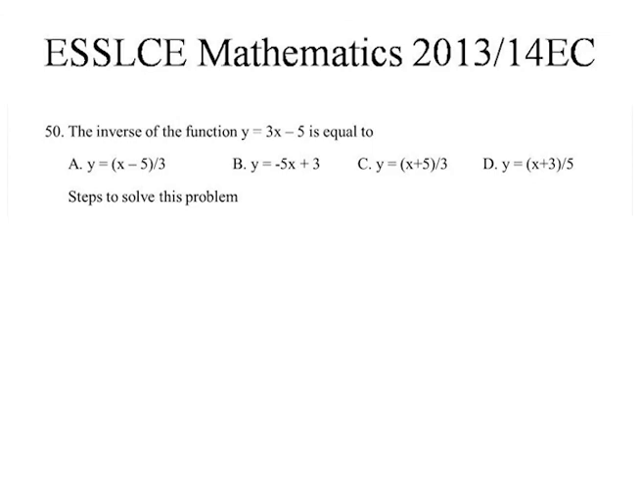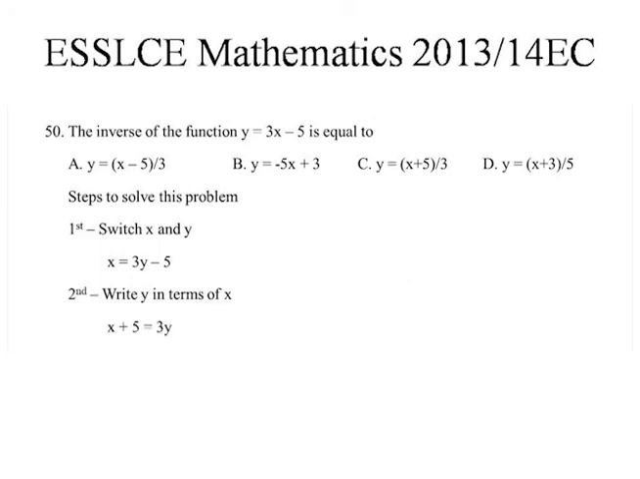Follow the following steps to solve this problem. First, switch x and y, meaning write y in place of x and x in place of y. Then x is equal to 3y minus 5. Second, write y in terms of x. Taking negative 5 to the other side of the equation, we will find x plus 5 is equal to 3y.